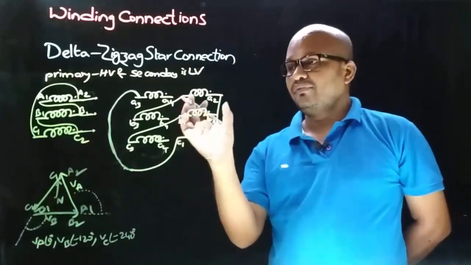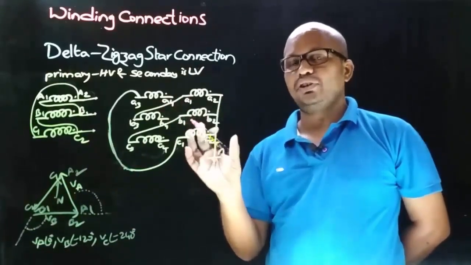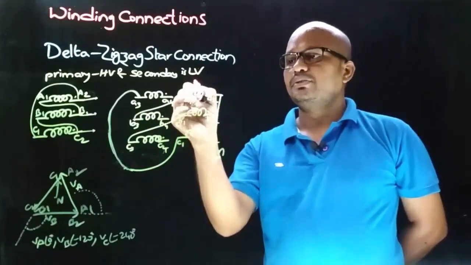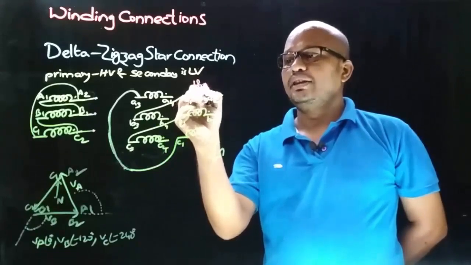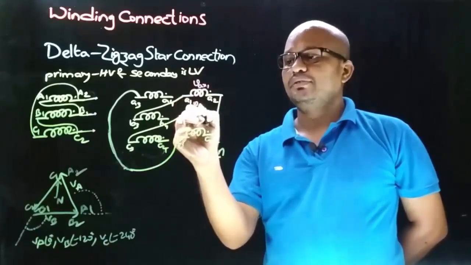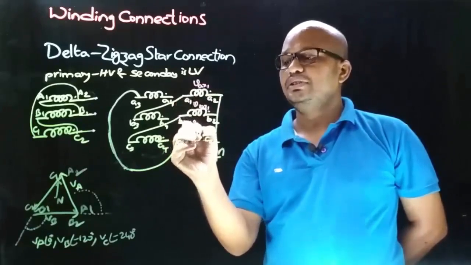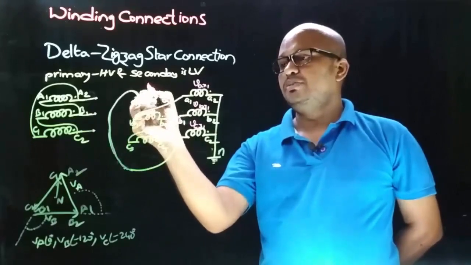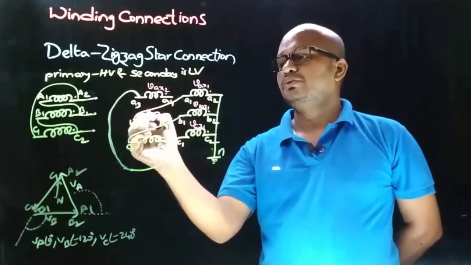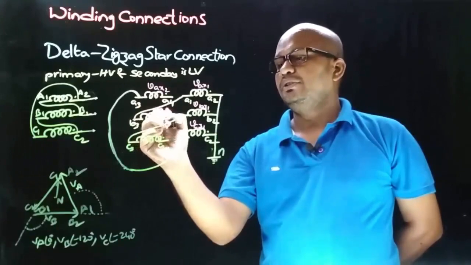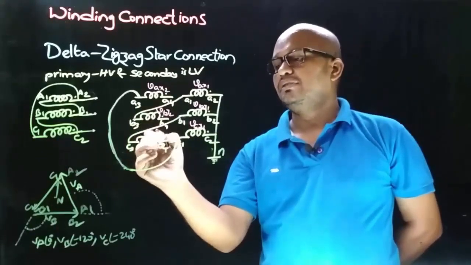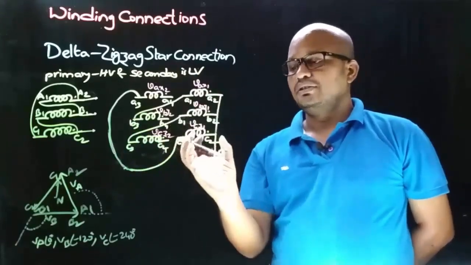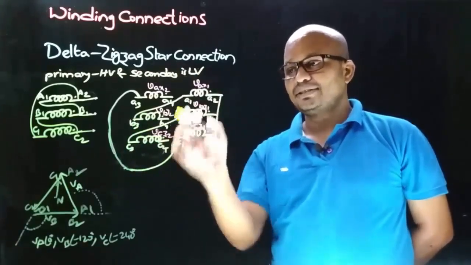Now let's draw the phasor diagram for this zigzag star connection, and to avoid confusion, let's indicate the voltages in each winding. So let this be VA X1, let this be VB Y1, let this be VC Z1, and this voltage be VA X2, this be VB Y2, and this be VC Z2. Observe in zigzag star connection that this half of LV winding is star connected.